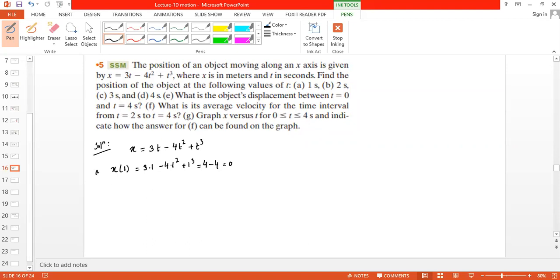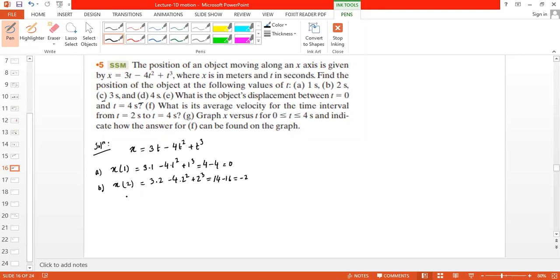Same again, this is part A, and then part B, position at time t equal to 2 seconds. So x at 2 equal to 3 into 2 minus 4 into 2 square plus 2 cube. Okay, so this is basically 8 plus 6, 14, minus 16, that is equal to minus 2. So that's it. This is how we have to do C and D. Clear? Is it clear?